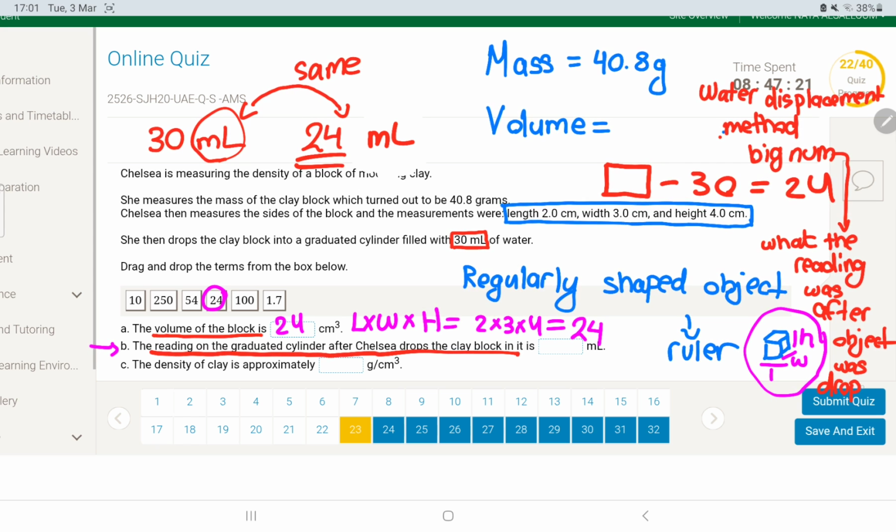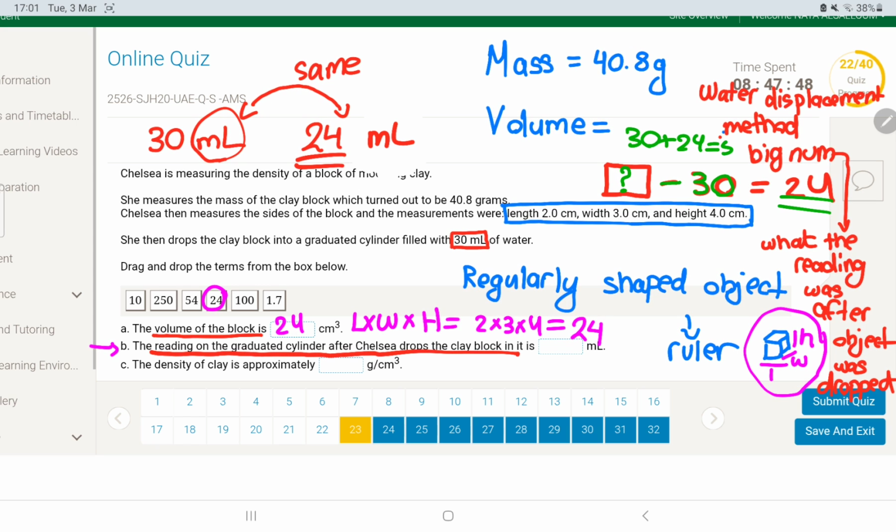Okay, so drop. Basically here, do we know what the reading was? No, it's what we're trying to find. So now you need to subtract it by 30 to get the volume, which was 24. What do you do? You bring 30 to the other side. So it was 30, it went up by 24.